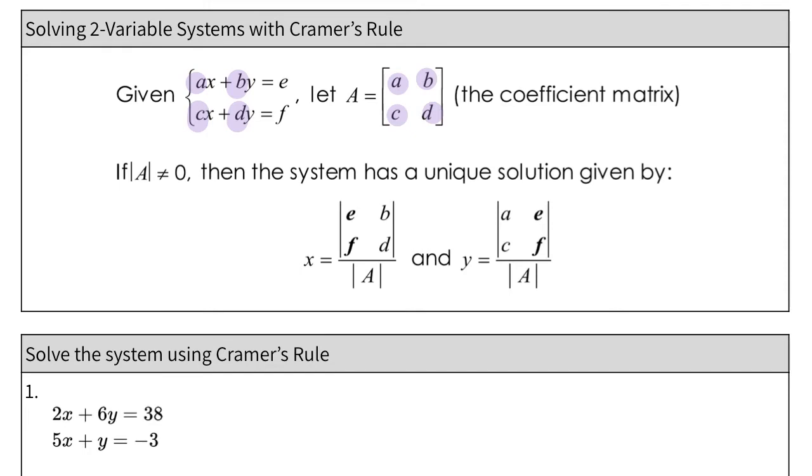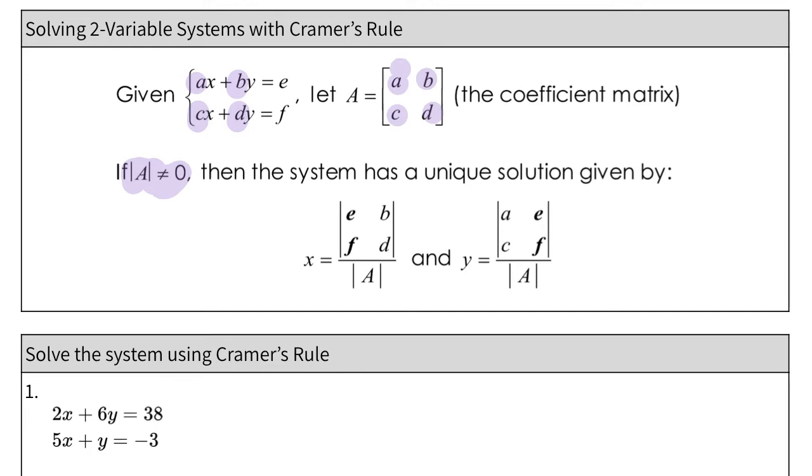Then you find a determinant. Remember, straight lines means determinant. As long as the determinant is not 0, then the system will have a solution given by, and then there's two formulas there. So there's a few things to look at.